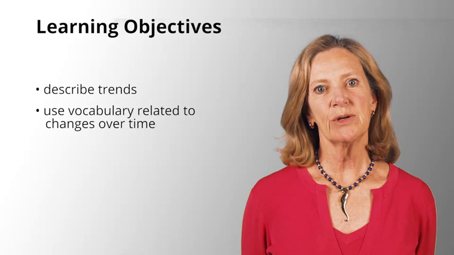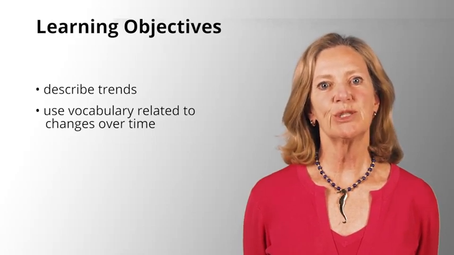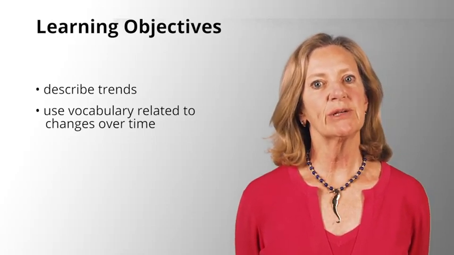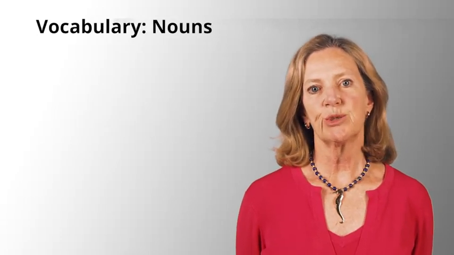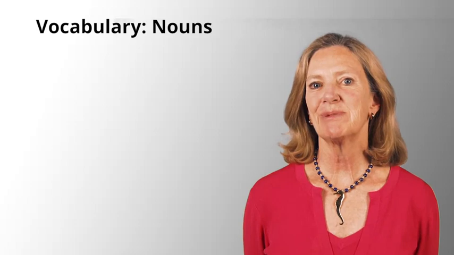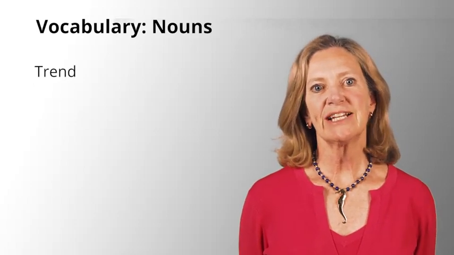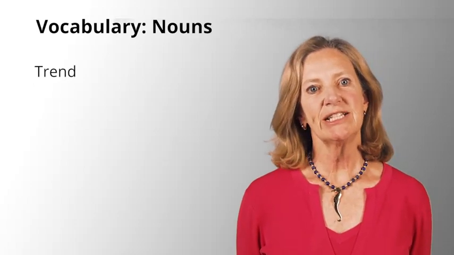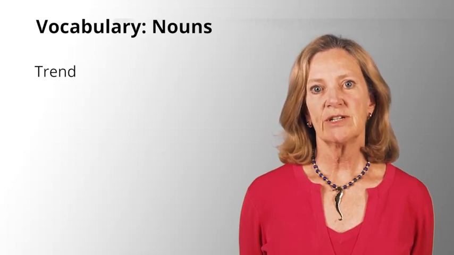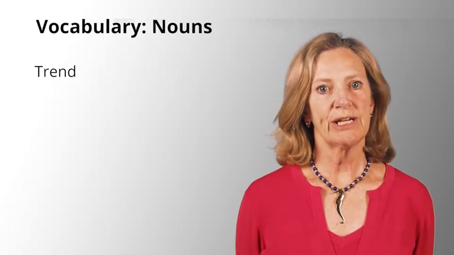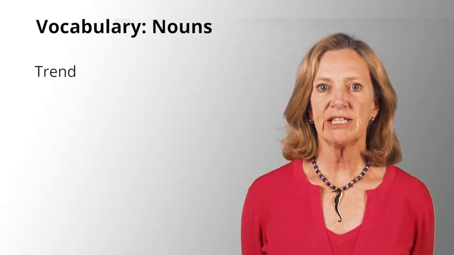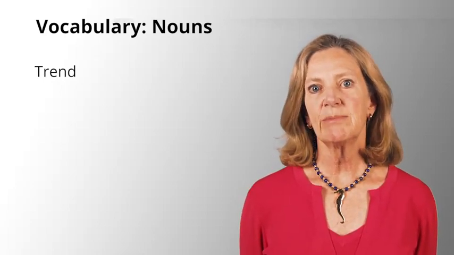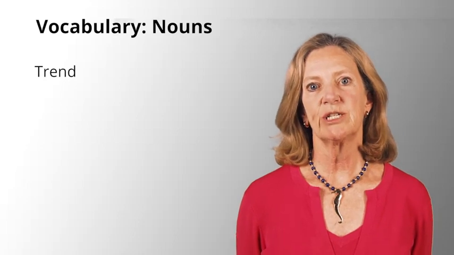In this lesson, we're going to learn the language you'll need to describe trends and use vocabulary related to changes over time. You may have heard the word trend or trendy related to something that's popular. But for our purposes, that is describing data, a trend is a change over time. For example, you can have an upward trend or a downward trend in something. A trend usually means that there were some minor ups and downs, but overall, things moved in one direction.